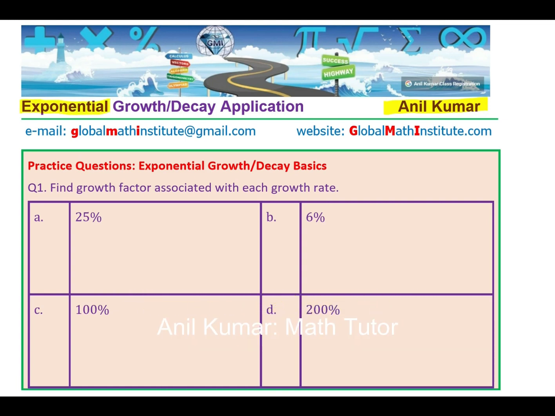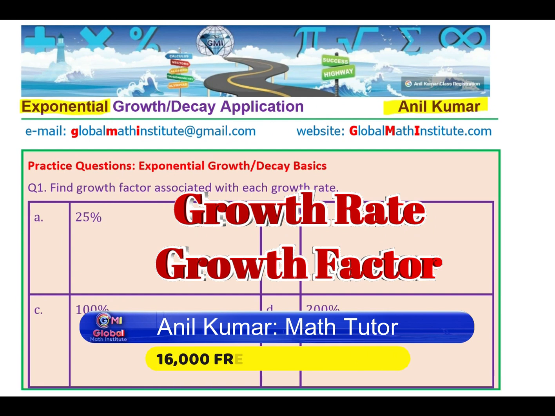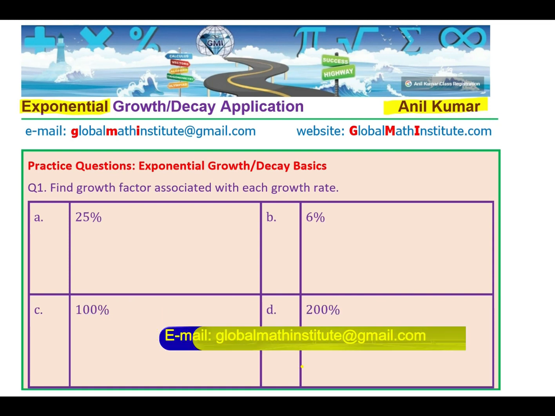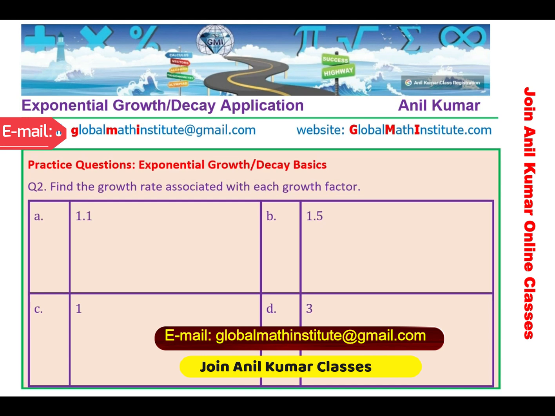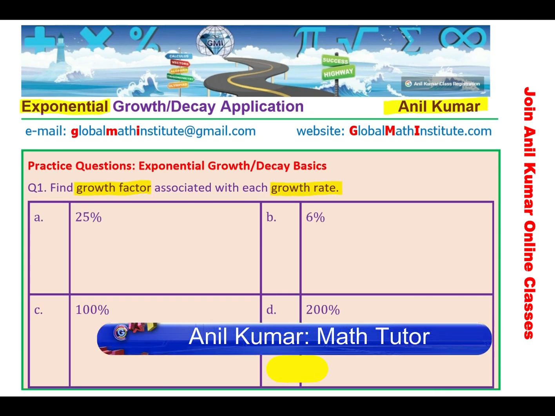We are going to discuss how we find growth rate, growth factor, decay rate, and decay factor from the given condition. So we'll look into two questions. Question number one: find the growth factor associated with each growth rate. And the second question is, find the growth rate associated with a growth factor. That will help you understand how we use these two terms. So let's do the very first one.